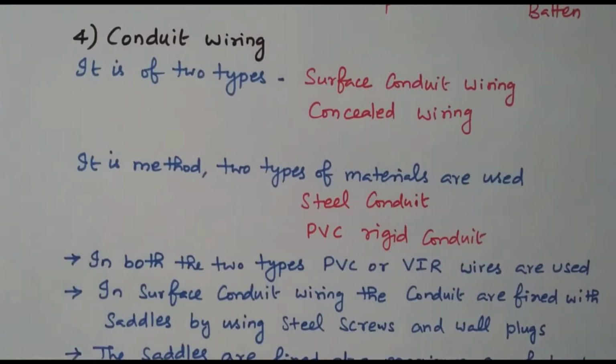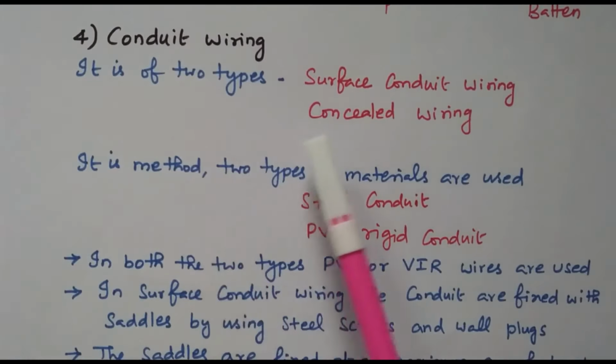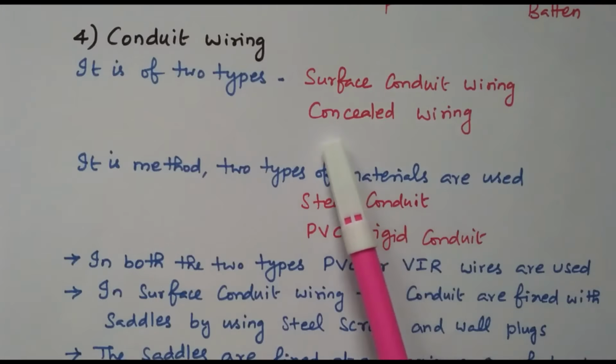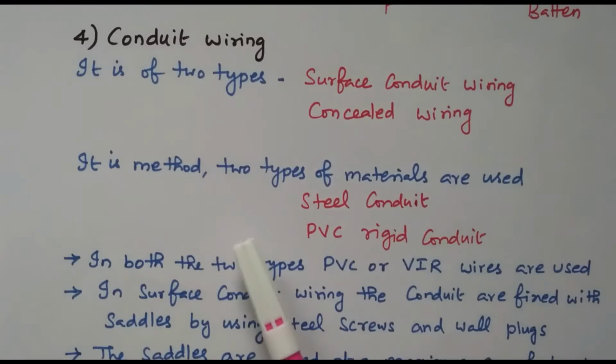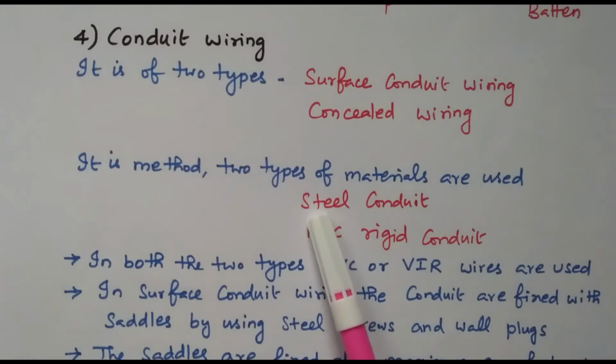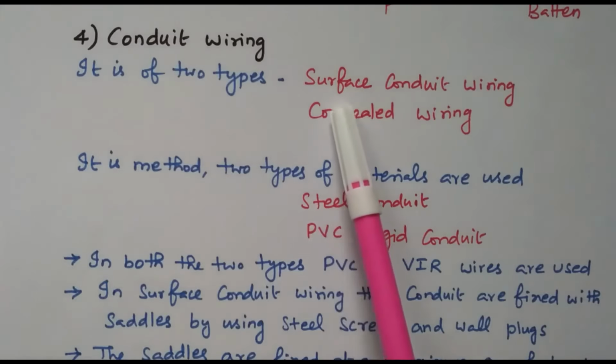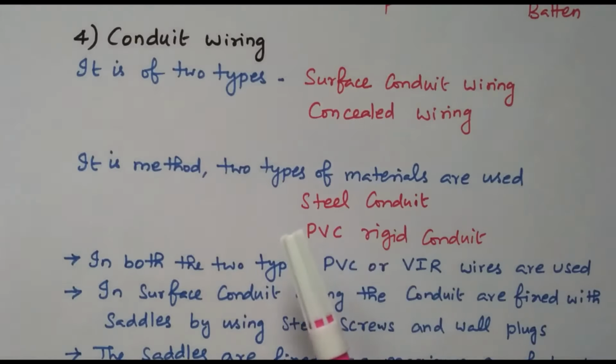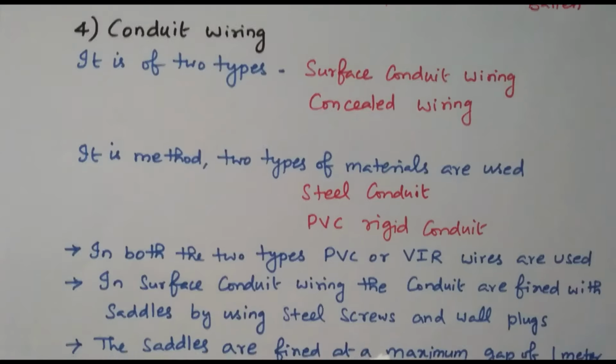Fourth one is the conduit wiring. In conduit wiring, there are two types available: surface conduit wiring and concealed wiring. Similarly, we can use either steel conduit or PVC rigid conduit. So this is the plastic PVC, this one steel. Either we can place in a surface or concealed. Now we'll see these methods one by one.